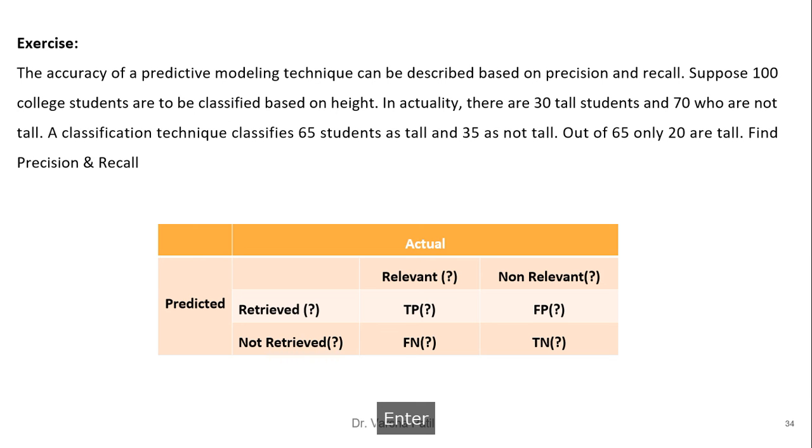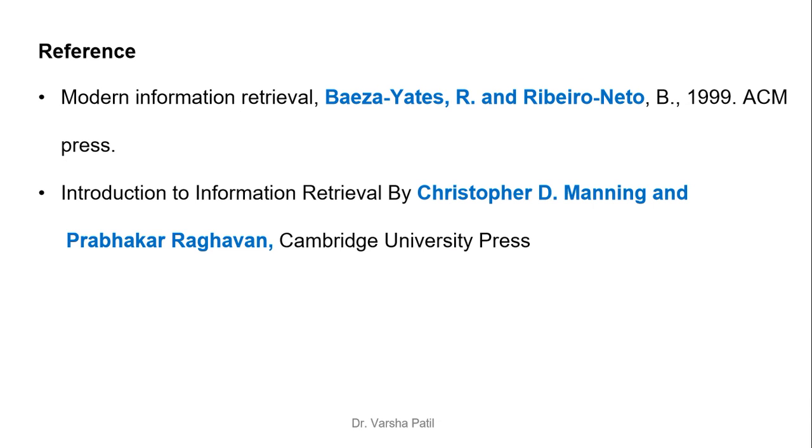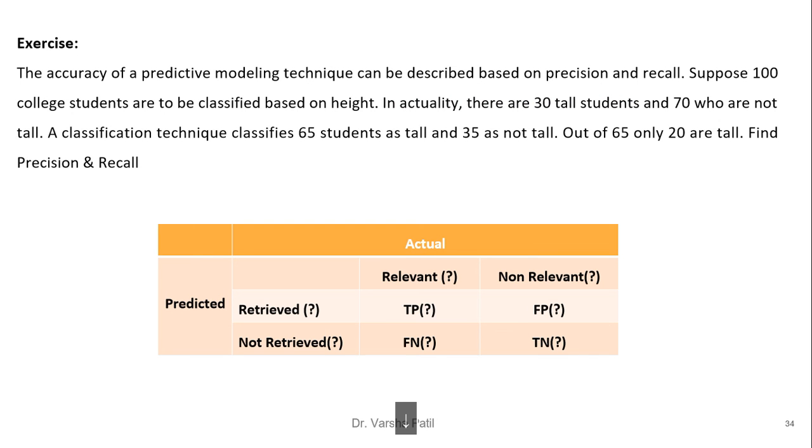So these are the references used for this PPT presentation. Now this is the exercise. This is a simple exercise. Only read the problem carefully and fill the values in the confusion matrix. Whatever the question marks, try to fill them in for practice, and after that it is very easy to calculate the precision, recall and the F1 score for the system.